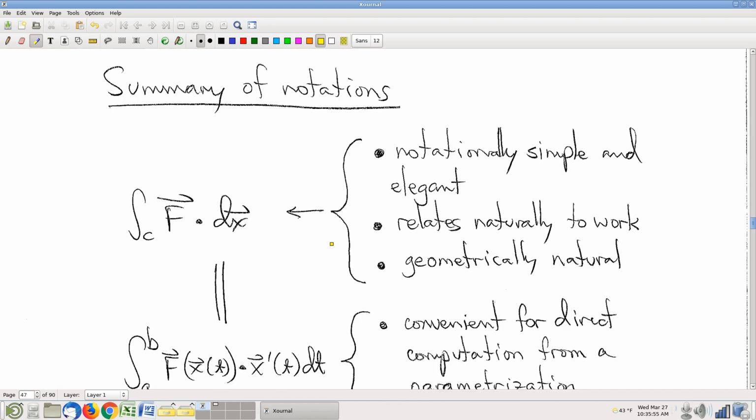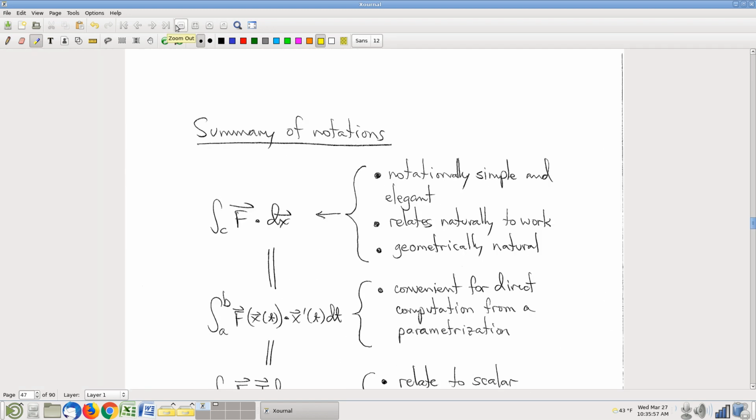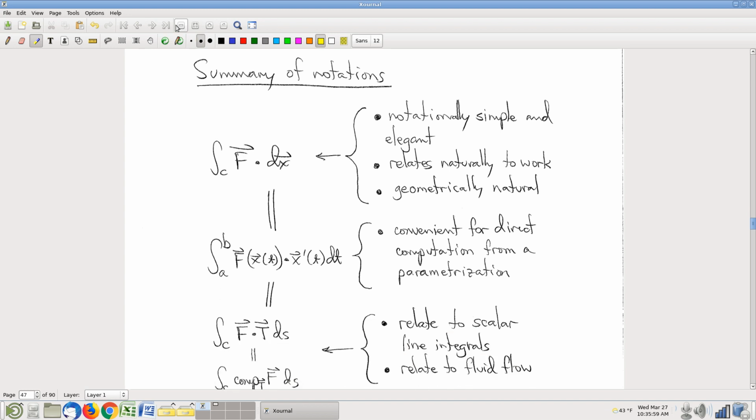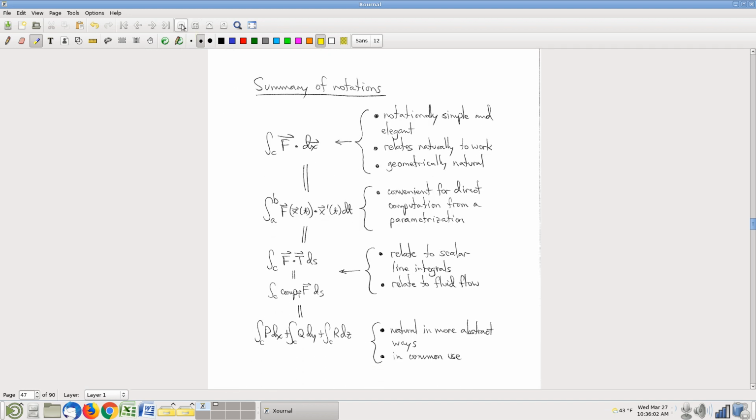Okay, so summary of notations that we've seen. All of the notations that are on this page represent the exact same thing. Notice I've got equal signs here. All of these are the same thing. Alternative notations with their various pros and cons.